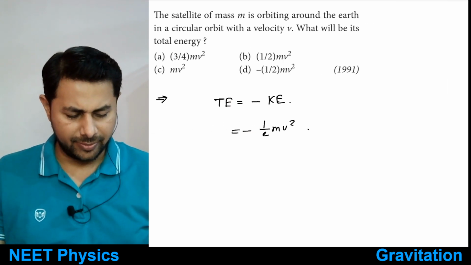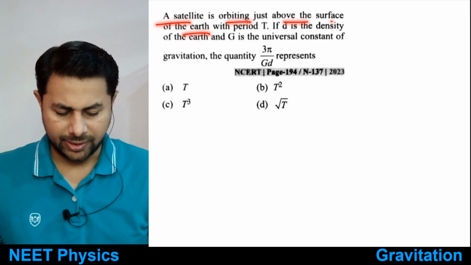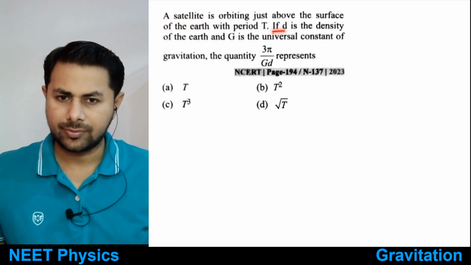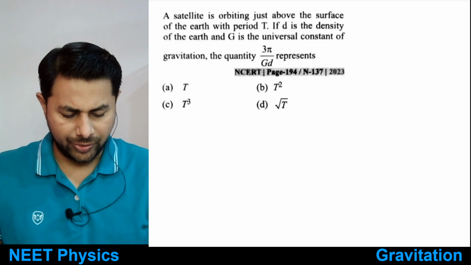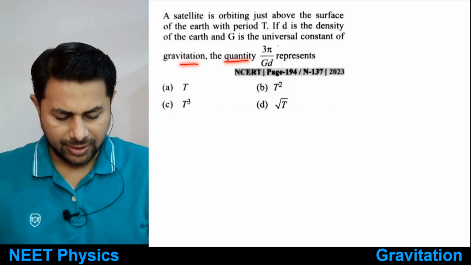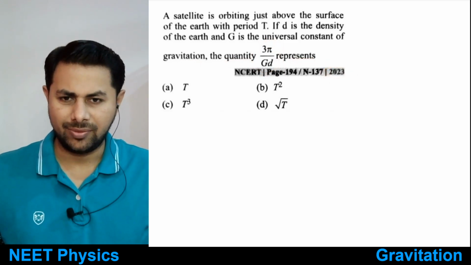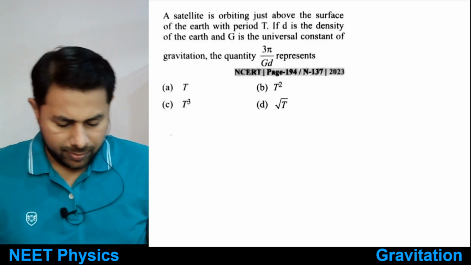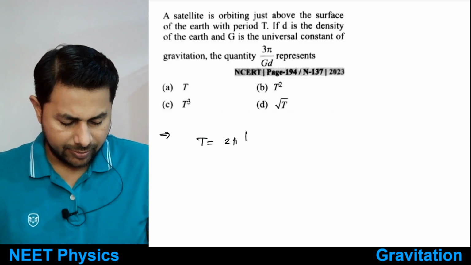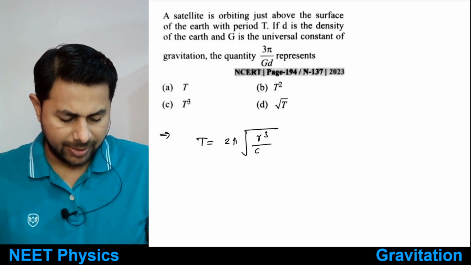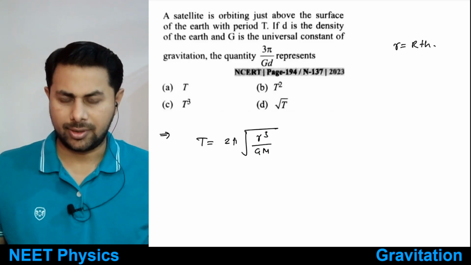Okay, good. A satellite is orbiting just above the surface of Earth with period T. If D is the density of Earth and G is the universal constant of gravitation, the quantity 3 pi divided by G D represents what? This is from NEET 2023. Time period of a satellite is given by T equals 2 pi square root of R cube divided by GM. And what is R? R is equal to r plus h.